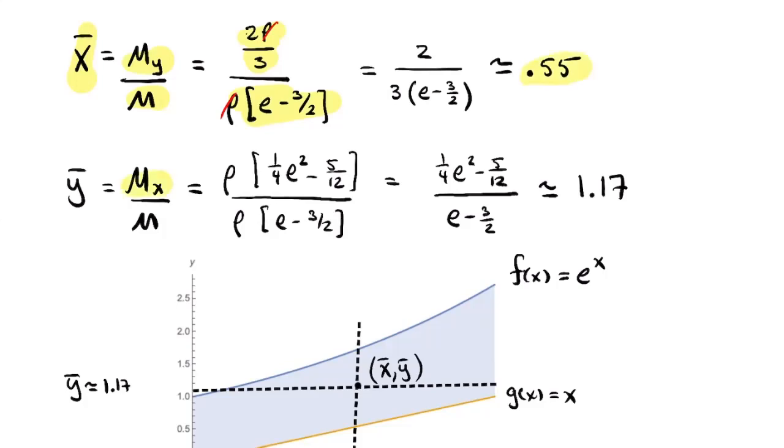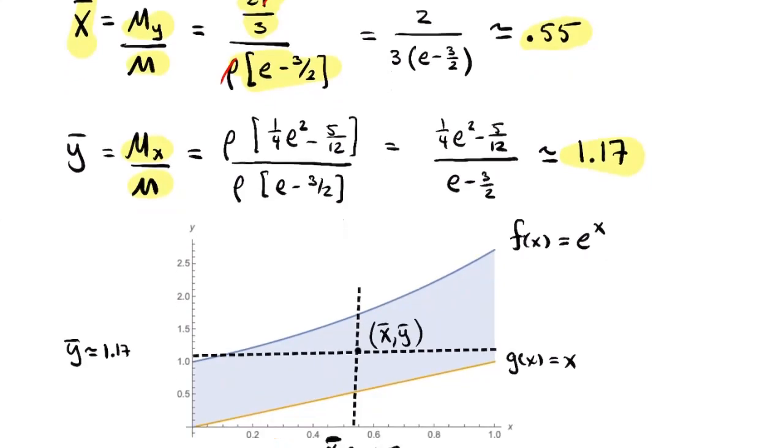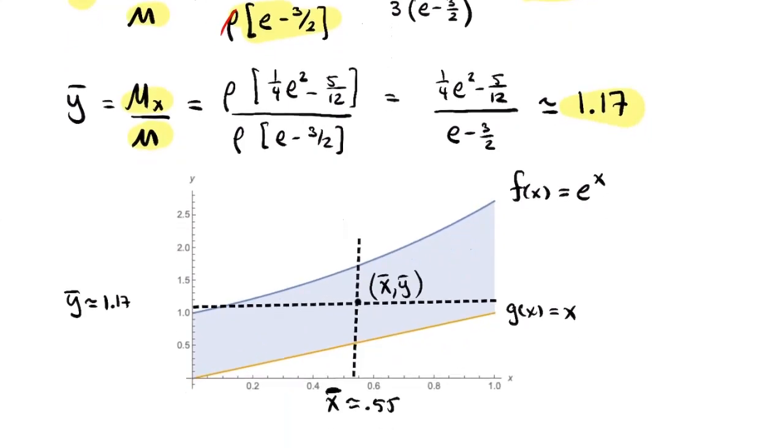Same thing for y bar: M x over m, cancel the rhos. There it is as an exact value. As a decimal, it's approximately 1.17. So I'm reporting my answers to the nearest hundredth. And this picture is just to show you to scale. You can look at the axes here. I've got my x bar and my y bar written approximately, and it looks reasonable.